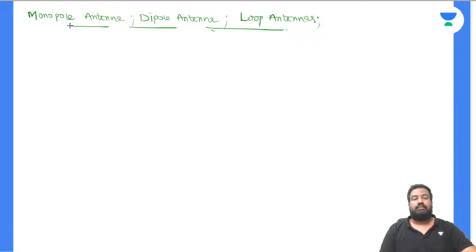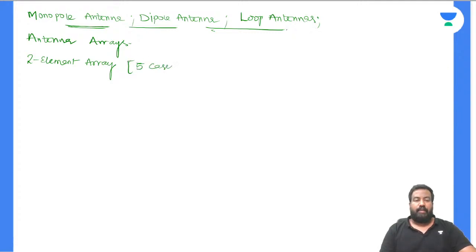And besides which, we exclusively discussed antenna arrays. In antenna arrays we discussed two element array. In detail analysis, the 5 cases of two element arrays were discussed. Along with that, we have discussed n element array. Mainly, we focused on the concept of broadside array with n element and endfire array with n element.